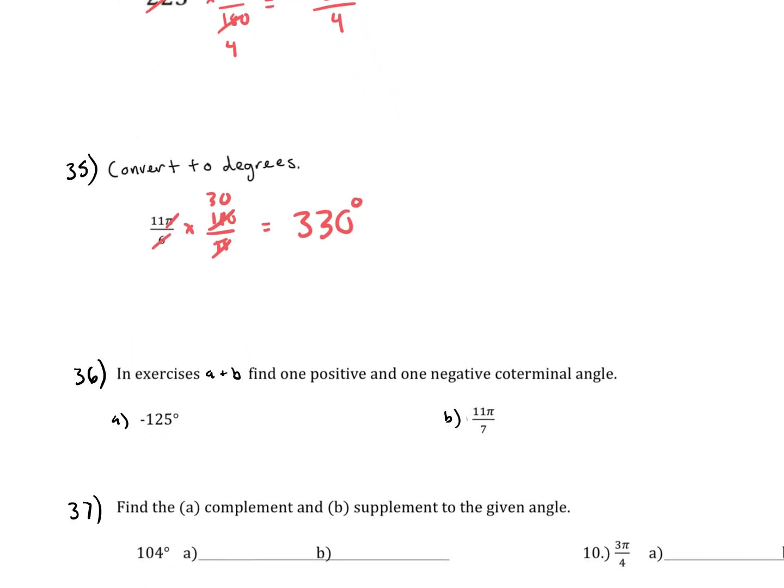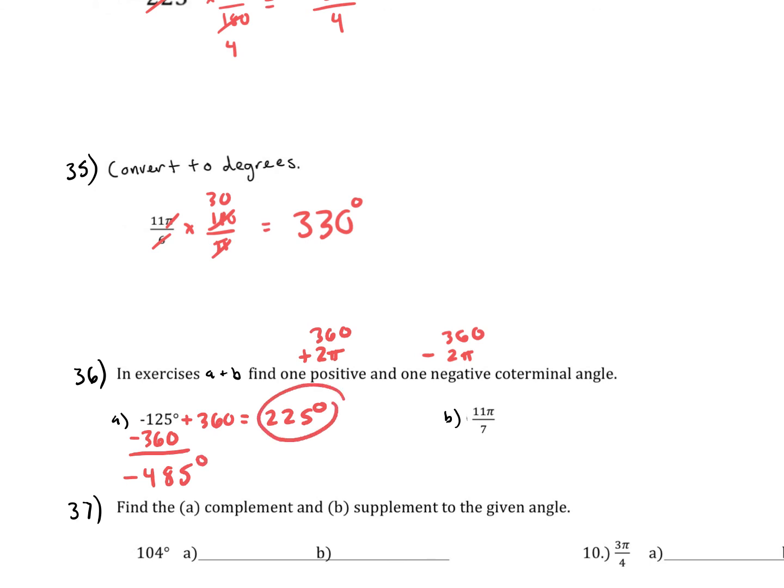Right, in 36, we have to find one positive and one negative coterminal angle. So positive, we add either 360 or 2 pi, and negative, we subtract 360 or 2 pi, depending on if it's degrees or radians. So -125, we add 360. So this would be 225. To find the negative coterminal angle, we can subtract 360. So this would be negative 485. So there's our positive and negative.